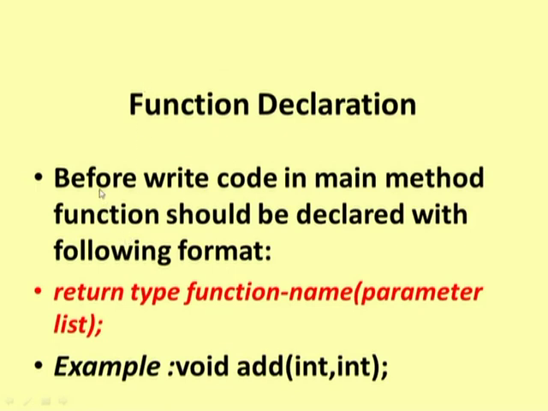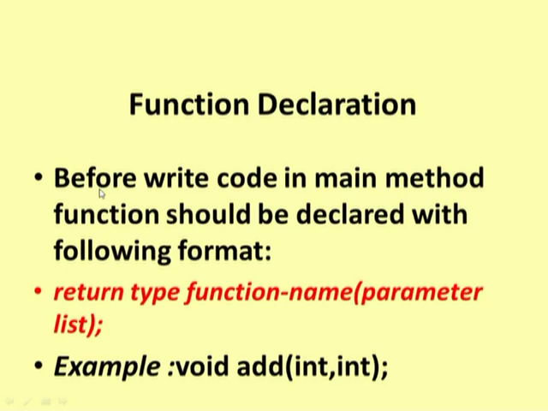First point, that is function declaration. Before writing code in the main method, the function should be declared with the following format. If I write a simple C program that has include stdio.h, include string.h, include math.h, and the next step is that I want to start writing the main method. But before writing the main method, if I mention the list of function prototypes, then this is called the declaration section. Here I can declare the list of functions which I want to define within my software. So where to write? Are you clear? Where to write the prototype for the function?